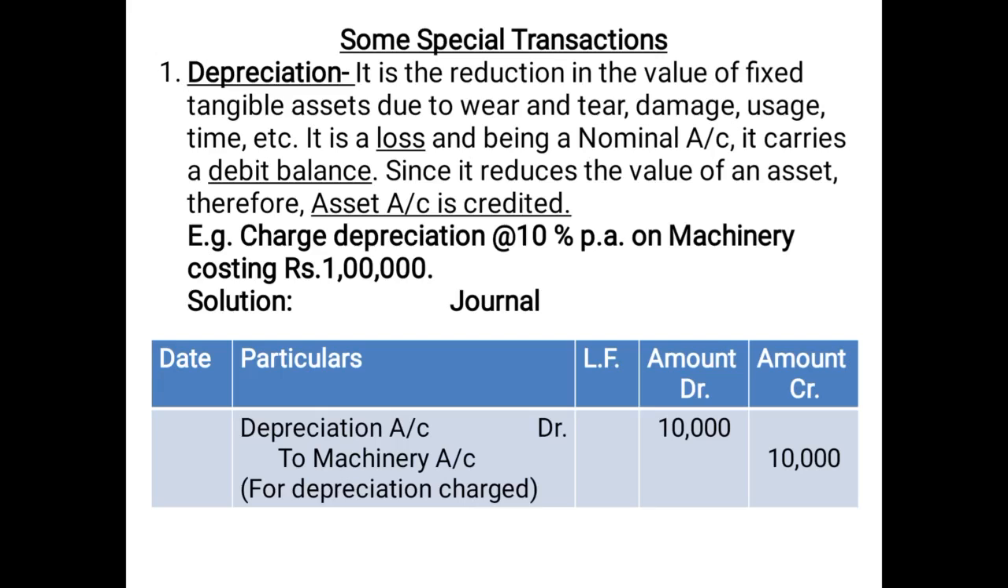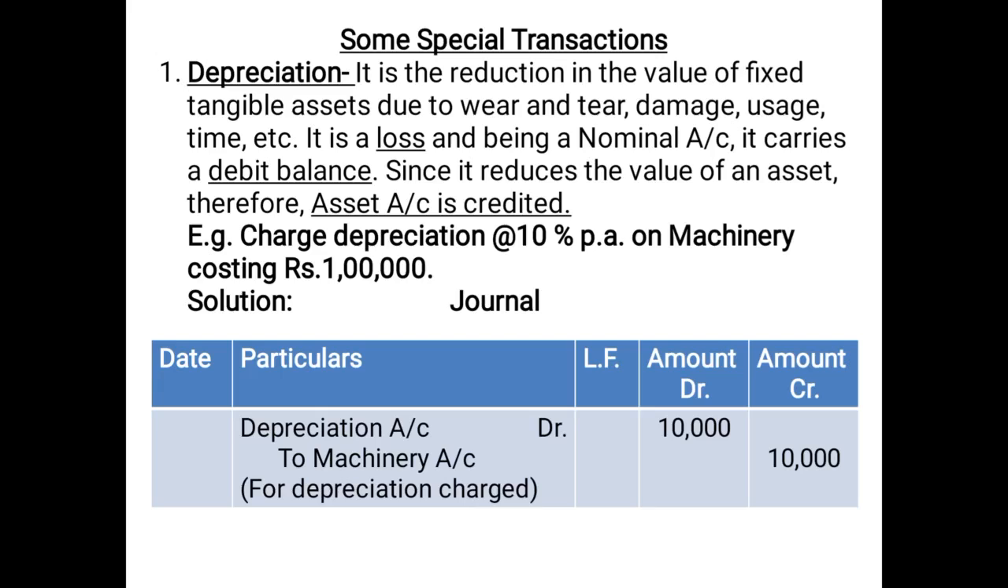Therefore, we will assume that the machinery has been bought at the beginning of the year, and the depreciation will be charged for the entire 12 months, entire year. So the cost of the machinery is 1 lakh, and you have to charge depreciation at the rate of 10%. Now depreciation will be calculated on the value of asset itself. So 10% of 1 lakh will be 10,000.